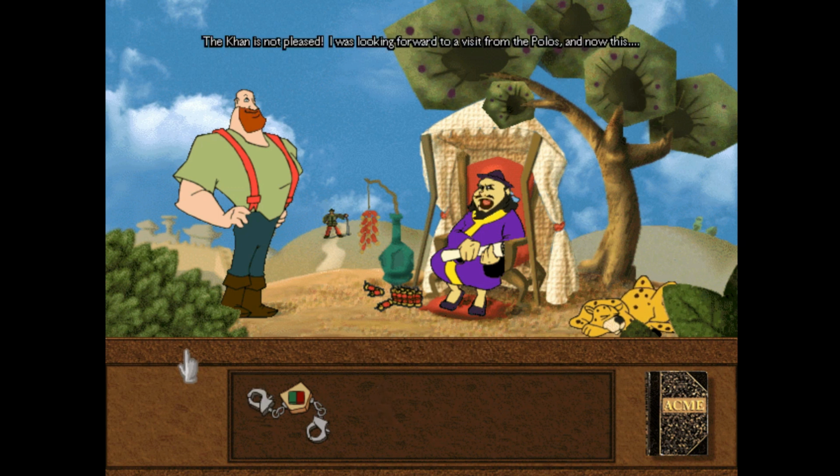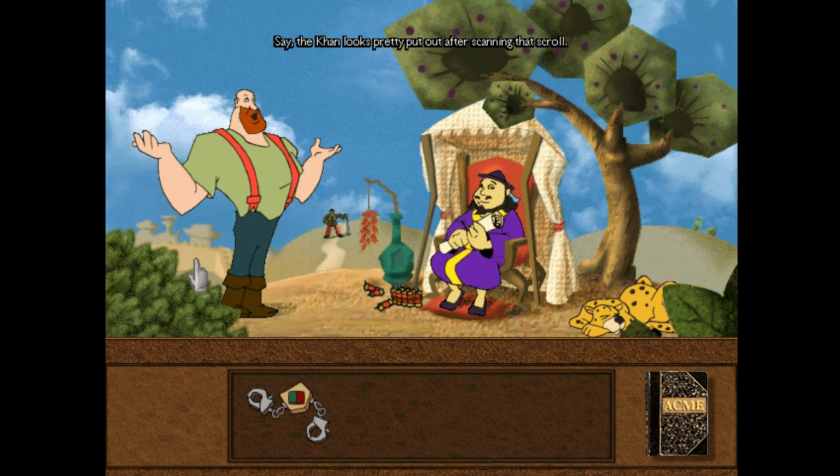The Khan is not pleased. I was looking forward to a visit from the Polos, and now this. Say, the Khan looks pretty put out after scanning that scroll.